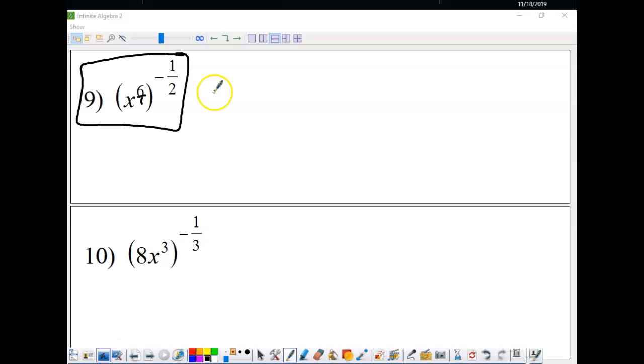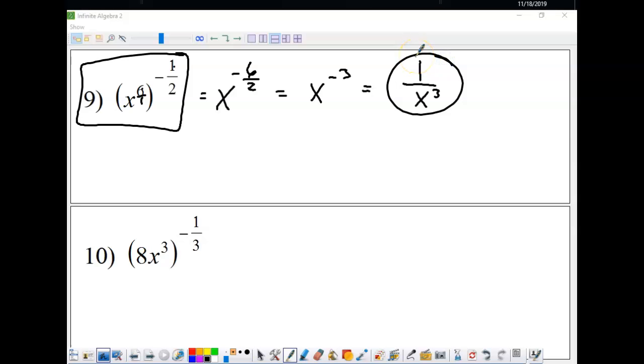Good. So if you multiply these, regardless of which way you choose to do it, 6 times 1 is 6. 1 times 2 is 2. It's negative. You reduce it. You get this. So we're at x equals -3. Kayla, what would you have us do next? What would that give us? 1 over x cubed. There you go. Okay. So that's the basic idea there.